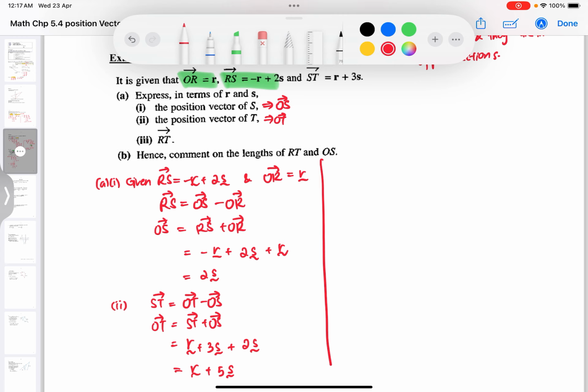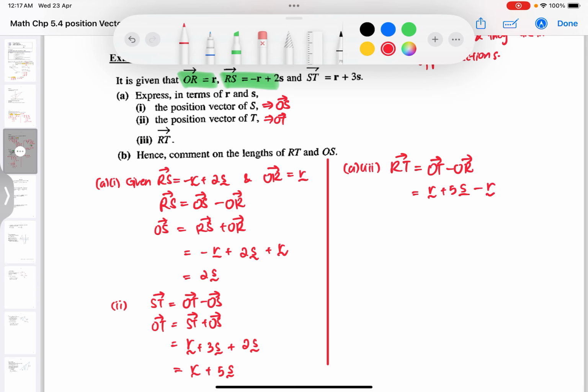Okay, next one, part 3. We are asked to find RT. RT can be found by taking OT minus OR. OT is r plus 5s, and OR is r, so subtracting gives you 5s.